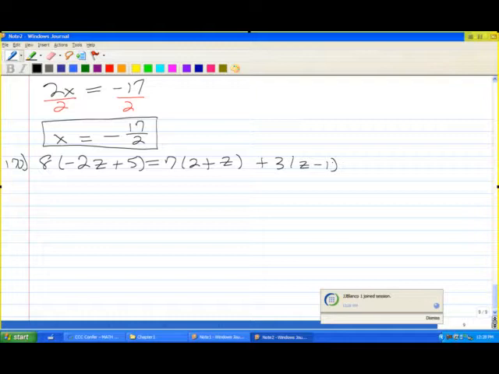Okay, so let me solve this equation. So first, let me multiply 8 inside the parentheses.